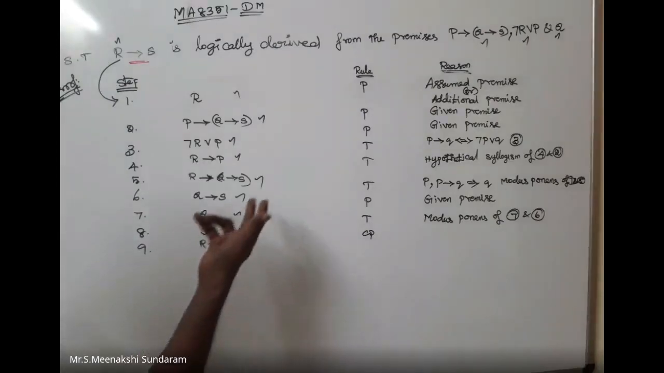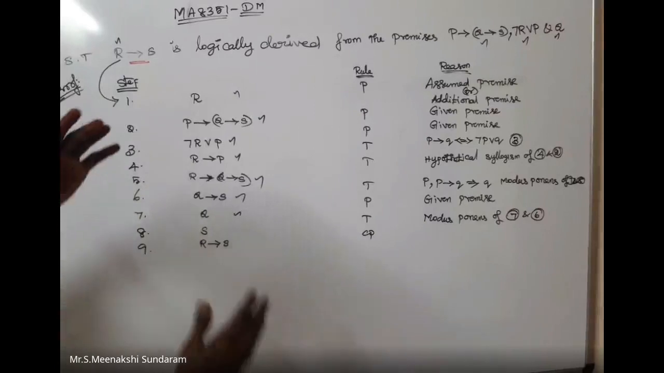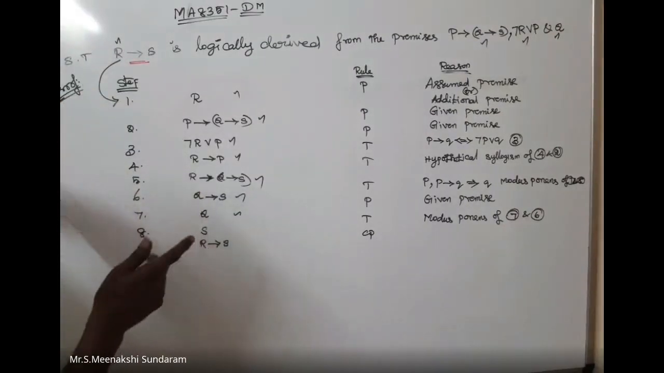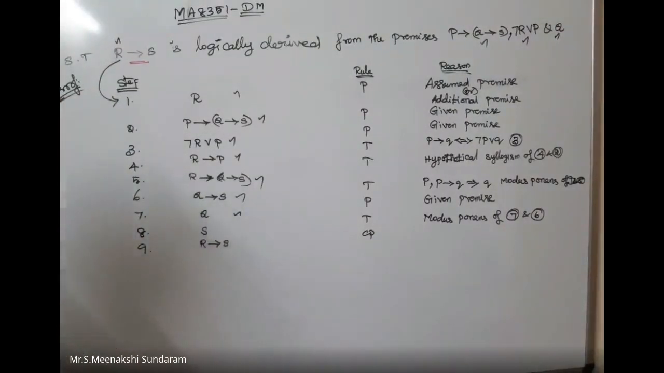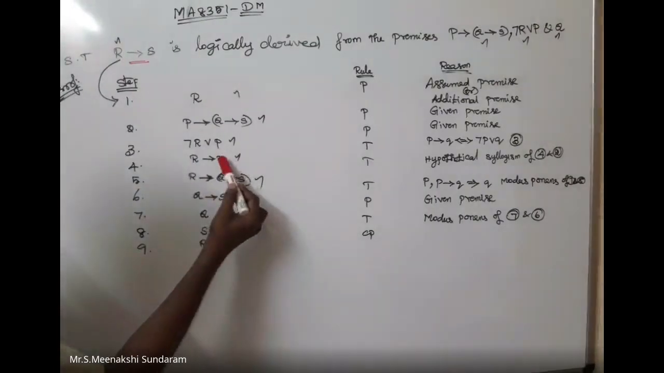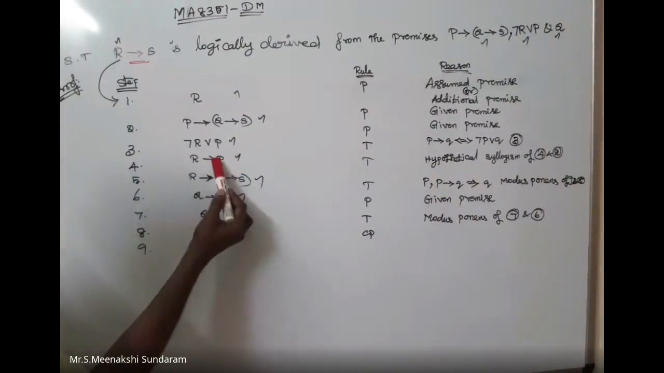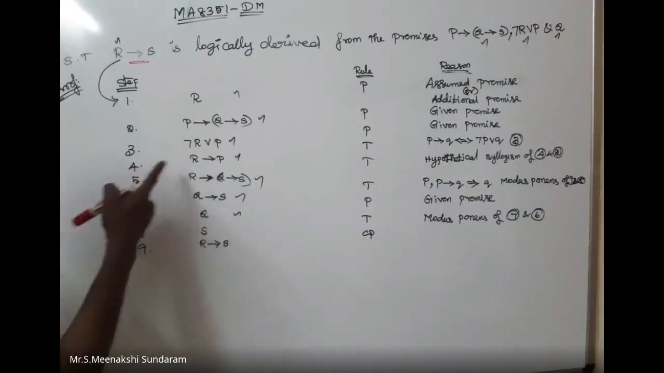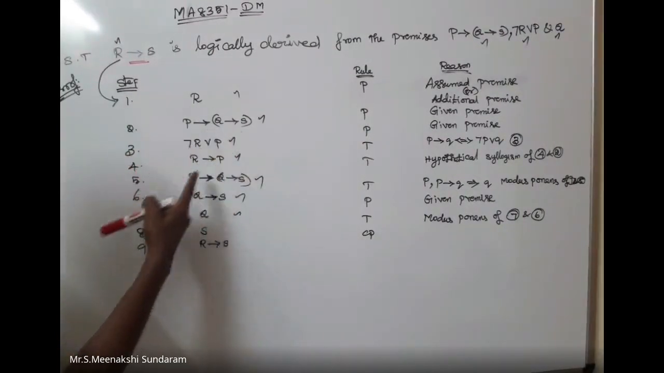Step by step, you can do it on your own, in your home itself. This is not a unique way. Again, I'm telling you, it's not a unique way. Why am I telling you that? Sometimes I can apply hypothetical syllogism on steps 4 and 2: R tends to P, P tends to Q, that's how you can write it.